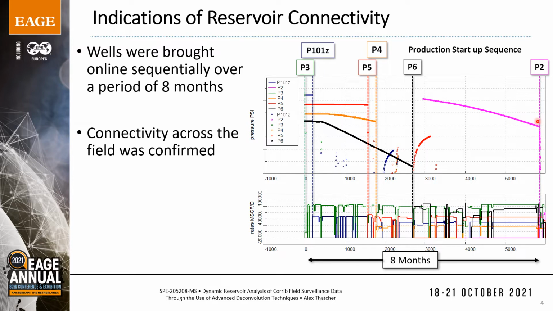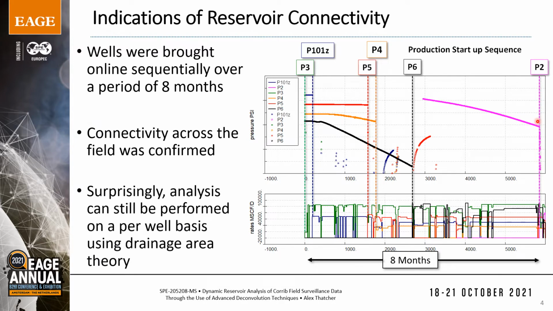This proved that pressure communication between Corrib wells exists, and thus any analysis on this field would require a multi-well approach. However, after reviewing the 6 years worth of Corrib field dynamic behavior, it was surprisingly concluded that this field data can be analyzed using single well pressure rate deconvolution applied to the data of each reservoir well separately.